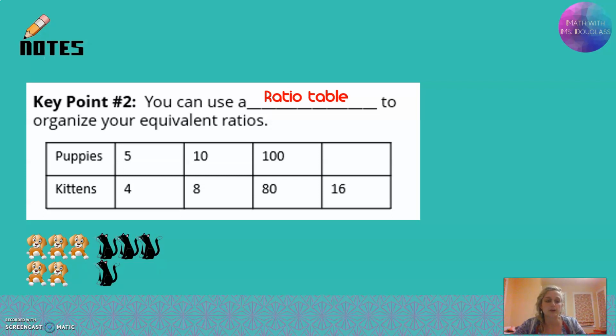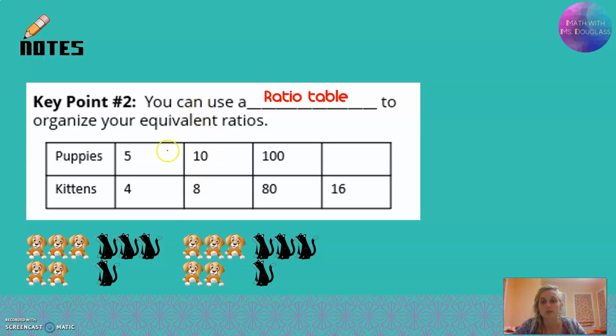That means if I wanted to say, well, I want more puppies, 5 isn't enough, I couldn't just say, well, I'm going to take a 6th. If I'm keeping the ratio equivalent, I have to get 5 more puppies, which also means that I have to get 4 more kittens. So I double my ratio by a scale factor of times 2, and now I have 5 times 2, I have 10 puppies, and 4 times 2, I have 8 kittens.